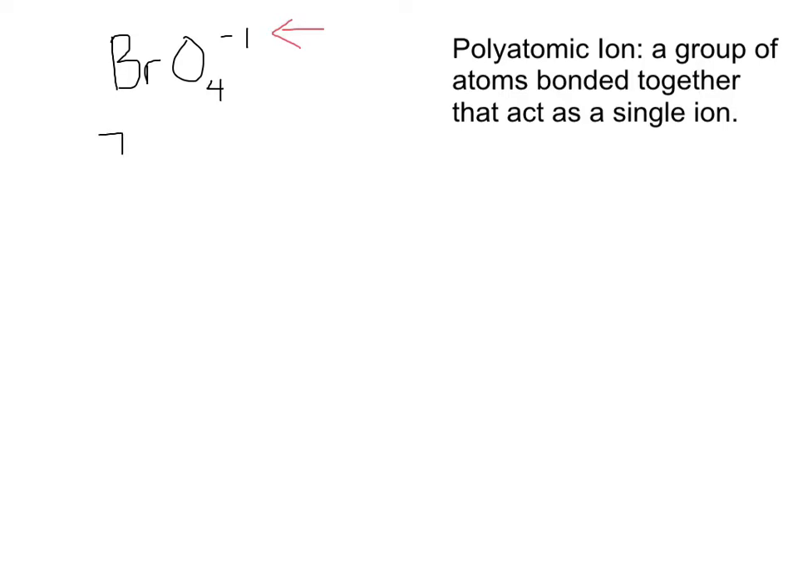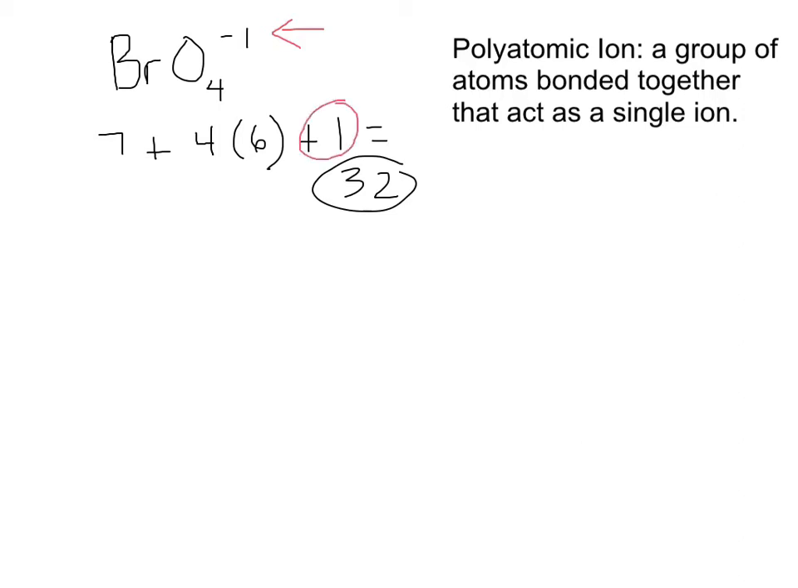Bromine has 7 valence electrons. There are 4 oxygens, each of them with 6 valence electrons. And then I'm going to add 1 more for the charge, and I'm going to come up with my total number of electrons available for bonding. In this case, that equals 32. So this is my total number of valence electrons. You cannot forget to do this.